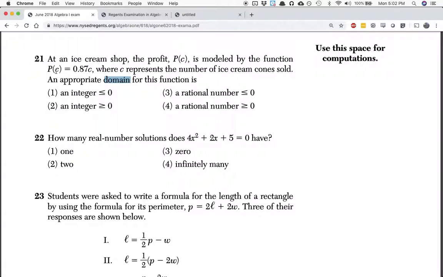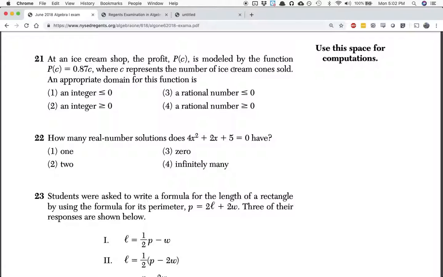The input is not the whole thing. It's not the decimal. It's just the little part inside of the function over there. It is just C is my input. And C represents the number of ice cream cones sold. I'm not going to sell half an ice cream cone. I'm not going to put scoops in it and cut it down the middle in half. You either sell an ice cream cone or you don't, right? I'm not selling half an ice cream cone.